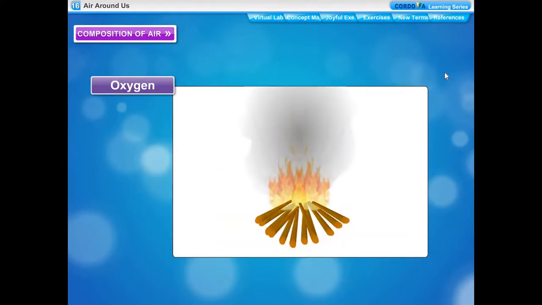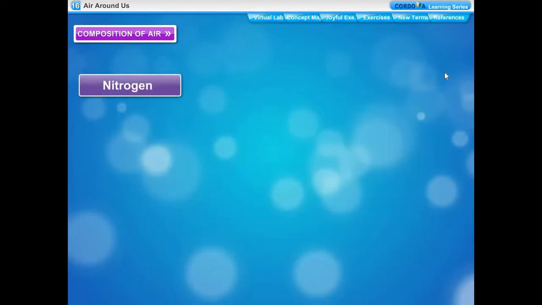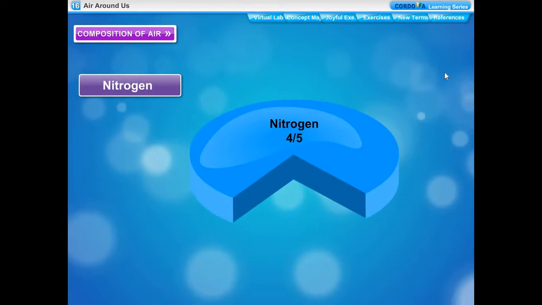The oxygen in the air is also necessary for burning. Nitrogen. We have just learnt that about 4/5 part of air around us by volume is nitrogen. Nitrogen neither burns itself nor supports the process of burning. Hence, it controls the burning of things in the air.